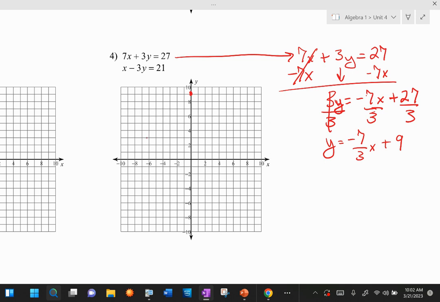We can go and graph where y is 9. And then our slope is going to be down 7. 1, 2, 3, 4, 5, 6, 7. And it's a positive 3, so I'm going to go right 3. 1, 2, 3. Negative 7. 1, 2, 3, 4, 5, 6, 7. Positive 3.